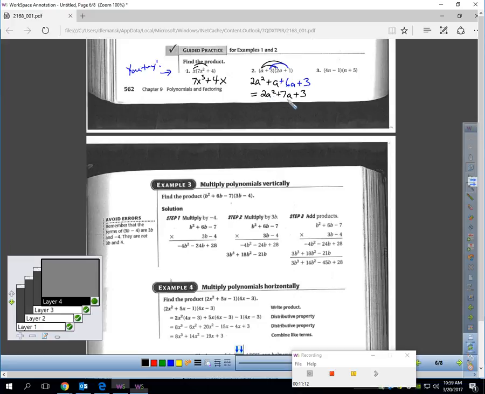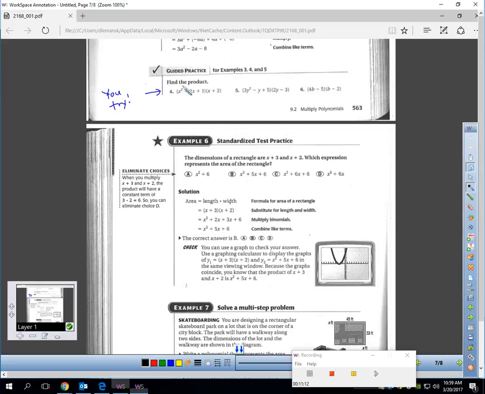2x squared plus 7a plus 3, which we've already worked out with the table method. And then here, I have to double distribute again. I got a binomial in front, so I'm double distributing. You can see how I color-coded it. And 4n squared minus 21n minus 5. Okay, same thing. Pause the video and try these now.